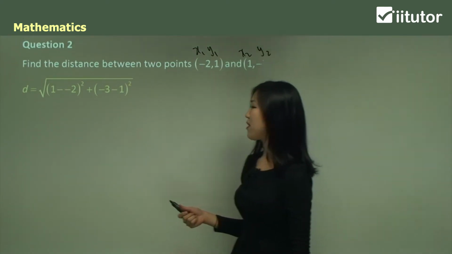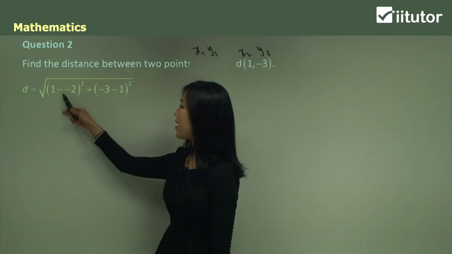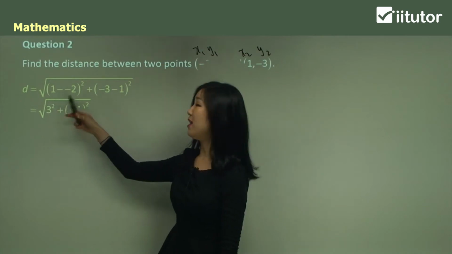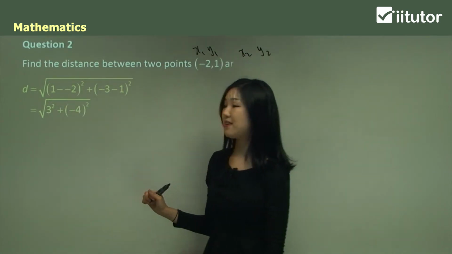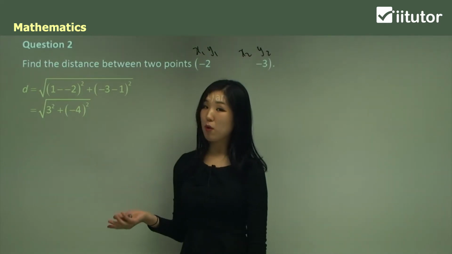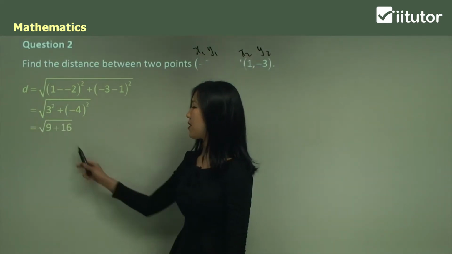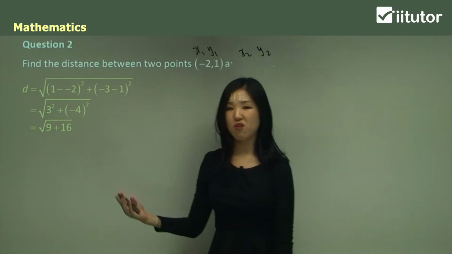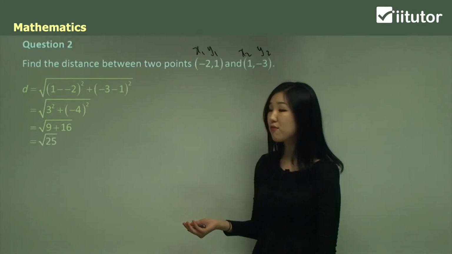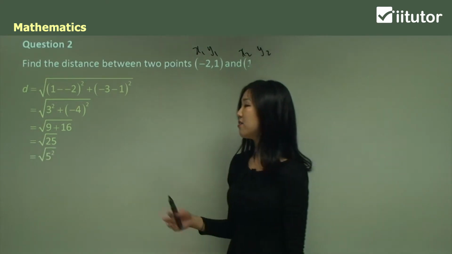And then simplify the brackets, guys. 1 minus minus 2 is 1 plus 2, which is 3. So 3 squared. And minus 3 minus 1 is negative 4. So we have negative 4 squared. And then negative squared will always be positive as well. So negative 4 squared is 16. And then 3 squared is 9. 9 plus 16, exactly the same as the previous question, is 25. 25 is 5 squared, so it's just 5.